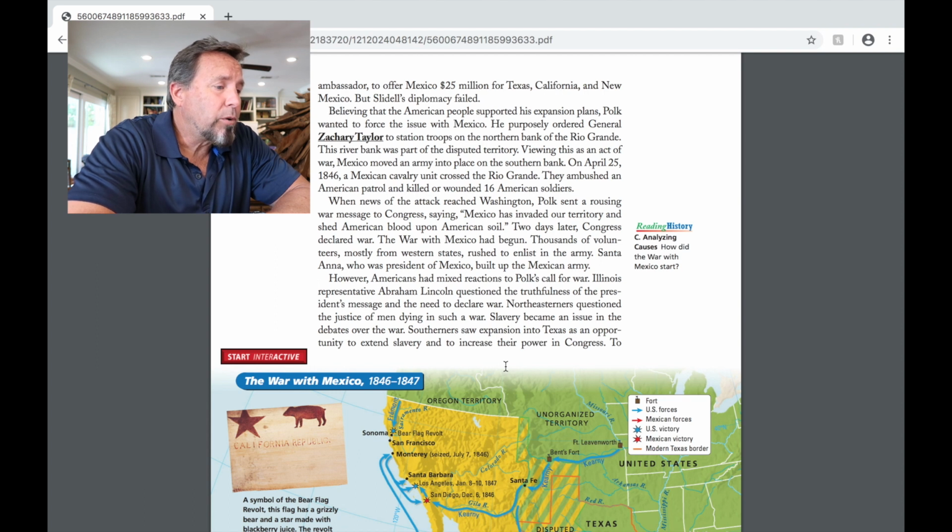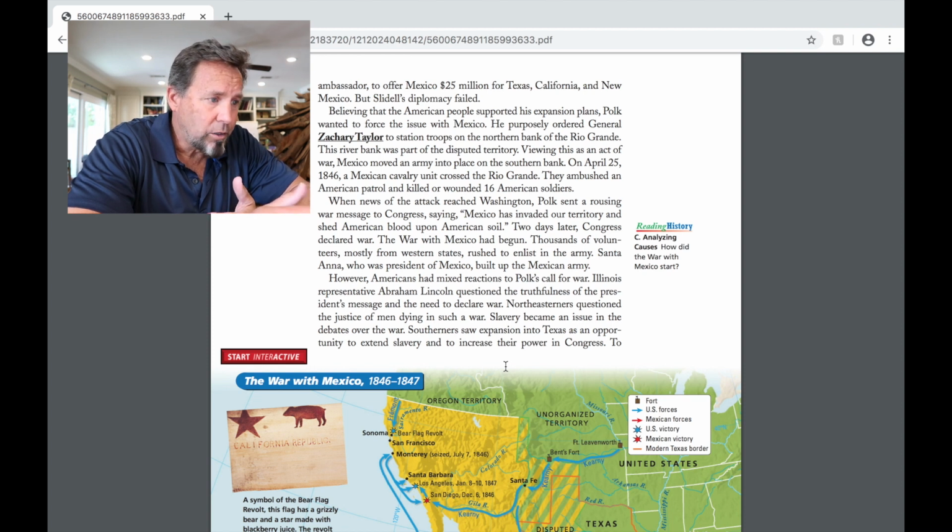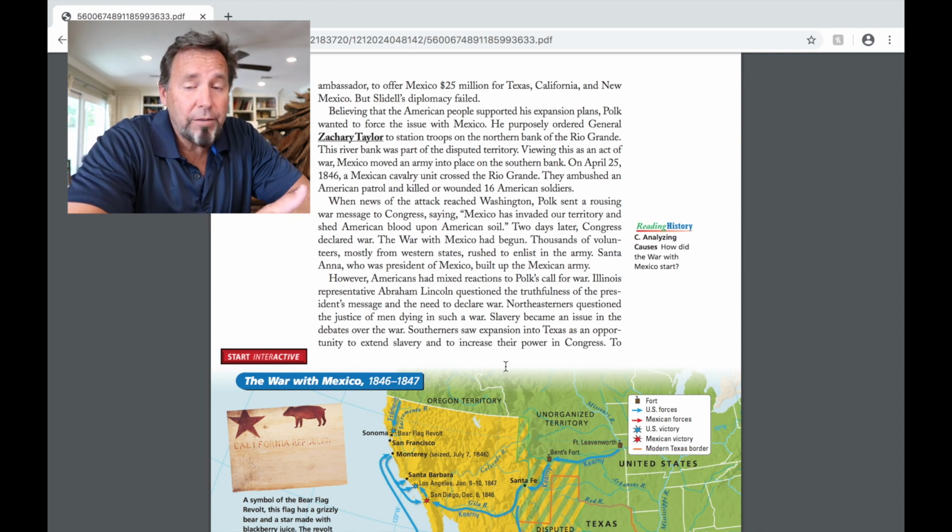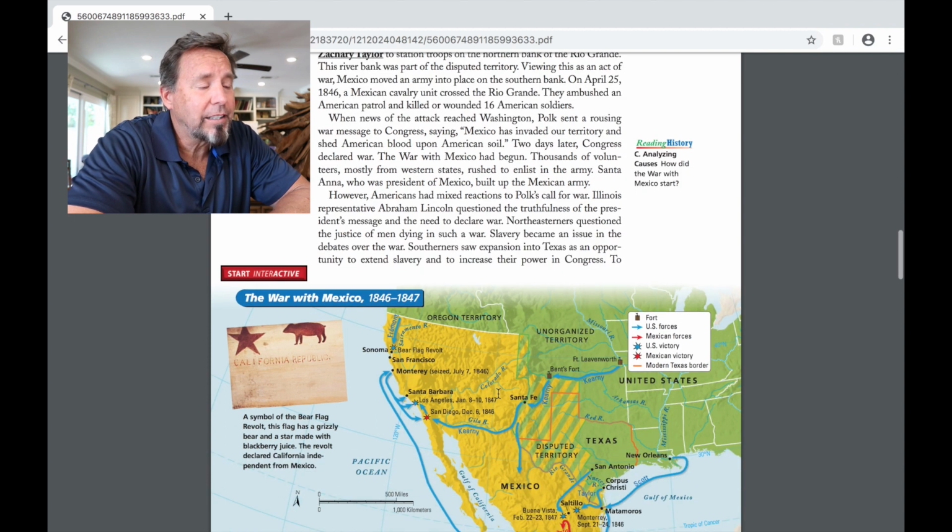In that same little paragraph, it talks about how Abraham Lincoln, who was still just kind of a relatively unknown member of the House of Representatives from Illinois, raises questions about this war. Is this really a good idea to go to war just to gain territory, and he questions whether or not the blood was shed on American soil or not. And there were a lot of Americans that were not for this war, and we'll talk about some of those issues at the end of the lesson today.